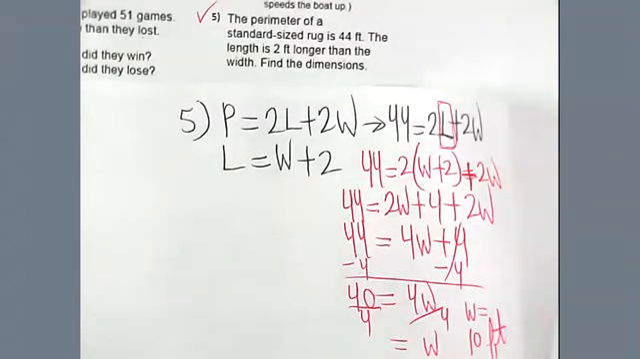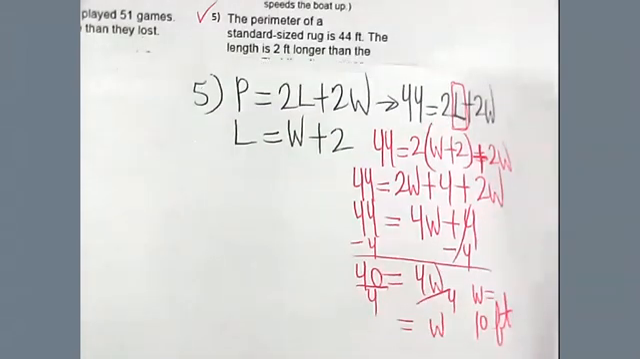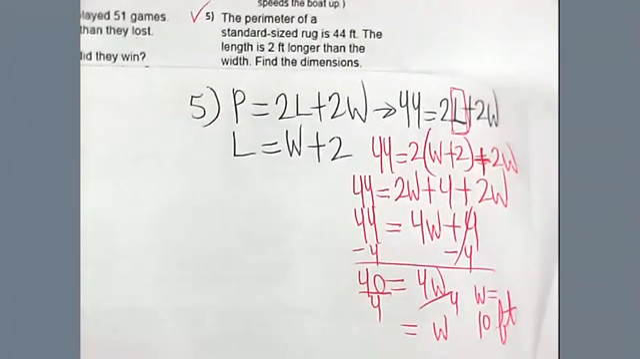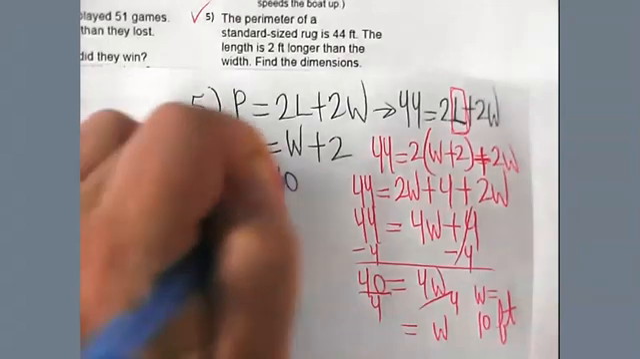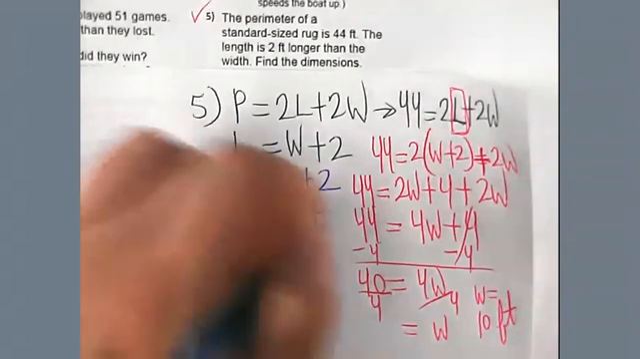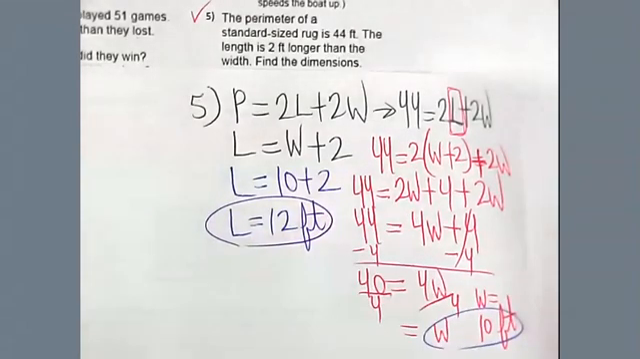Before we find the length, any questions about what we've done so far with number 5? Now to find the length, you can just eyeball it and say, well, the length is 2 feet more than the width. 10 plus 2 gives us 12 feet for the length. So we got both dimensions.